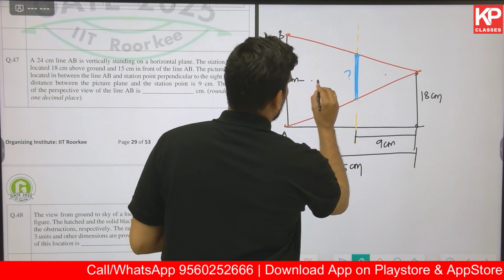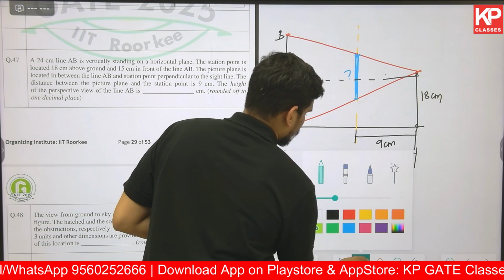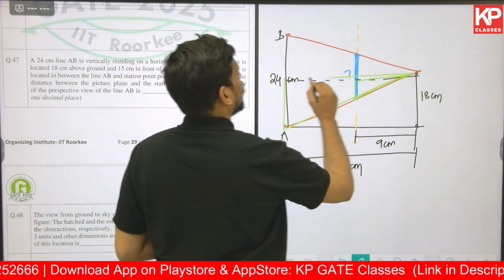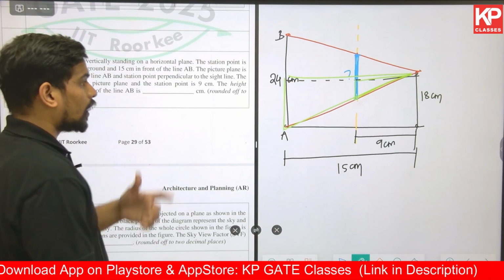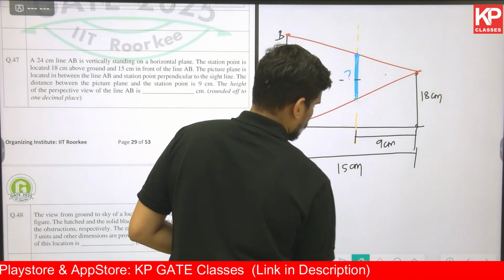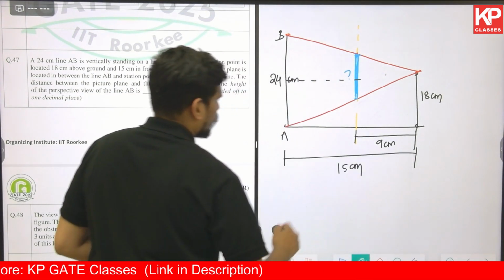Otherwise, if you want, you can draw a perpendicular here and take a right angle triangle. You can apply the similar triangles concept to this smaller right angle triangle and this larger right angle triangle, right? Or you can also apply it for the overall triangle itself. So let me apply the concept of similar triangles.